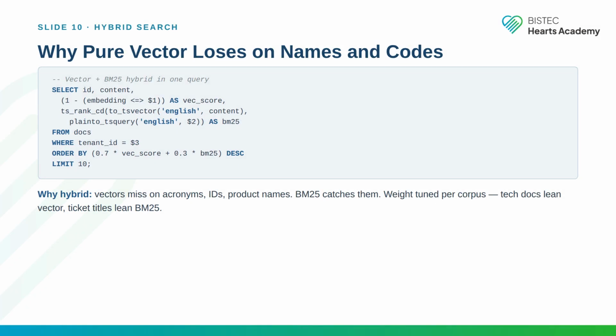On screen, a pgvector hybrid query. Cosine similarity from the embedding comparison, BM25 score from Postgres full-text search, weighted 70-30 by default. Why hybrid? Vectors miss on acronyms, on identifiers, on product names. BM25 catches them. The weight is tuned per corpus. Tech documents lean vector. Ticket titles lean BM25.